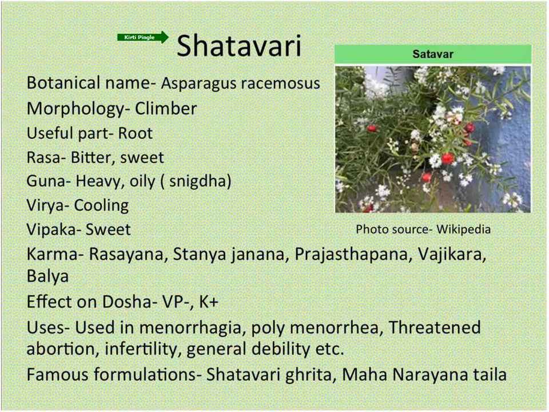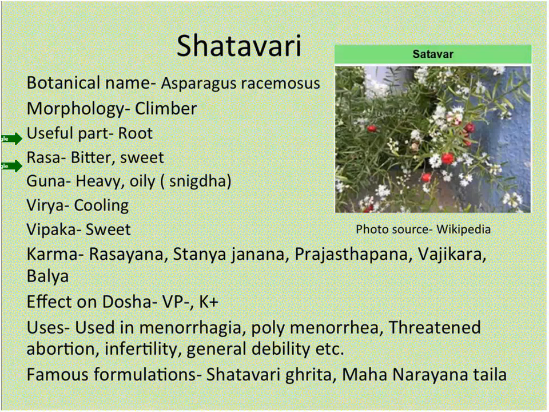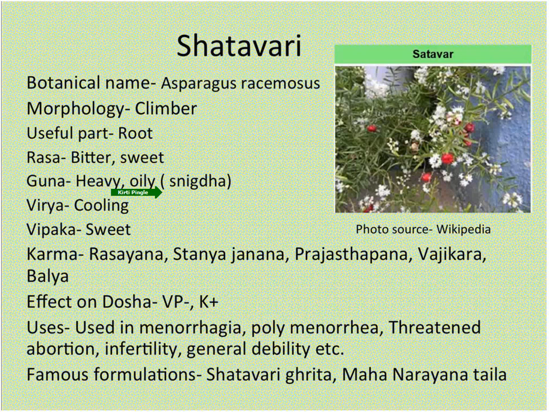Another synonym is Shatamula. When you pull the Shatavari plant out of the ground, you will literally see 100 to 200 big nodules under the root. So the one that has more than 100 roots is called Shatavari. These are the different synonyms of Shatavari. Morphologically, it is a climber in nature, and the useful part is the root. Rasa is very sweet. It is heavy, oily in nature. It is cooling, sweet in nature.